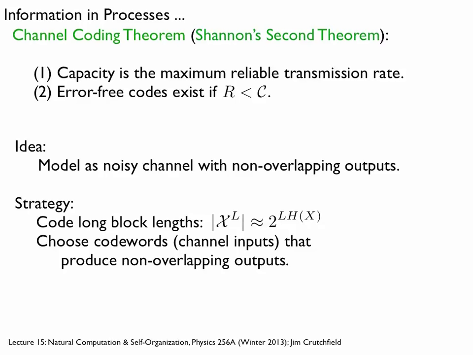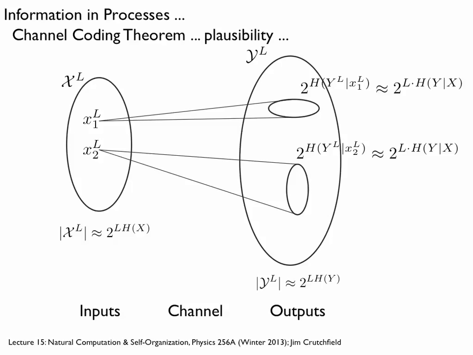So the basic picture is this. If this is the input space, the space of all possible messages of length L, the size of that is 2 to the L times the entropy rate of the source. Imagine this was a fair coin, so this would be 1 bit, so I'd have 2 to the L binary messages of length L. So think of this oval as all the possible messages. And then same thing for the output. We have this set of output code blocks that we can generate, and the size of that is 2 to the L times the entropy of the output.